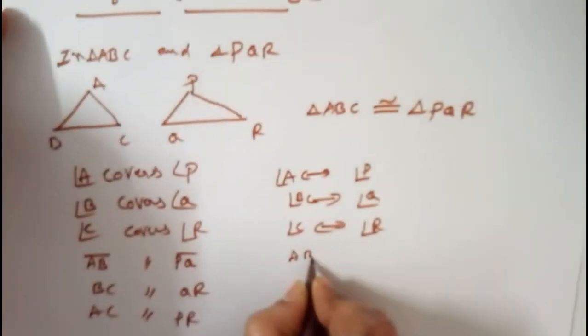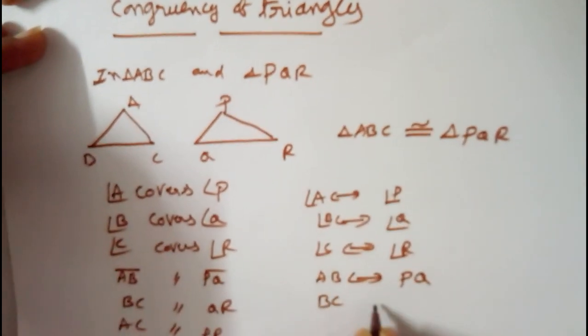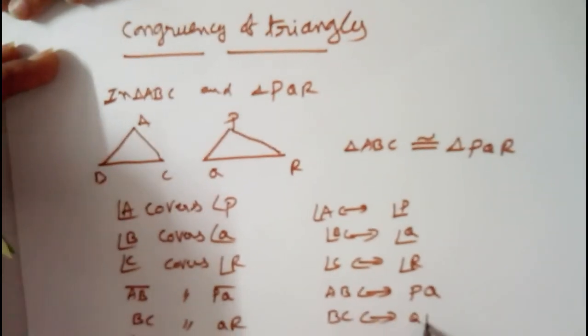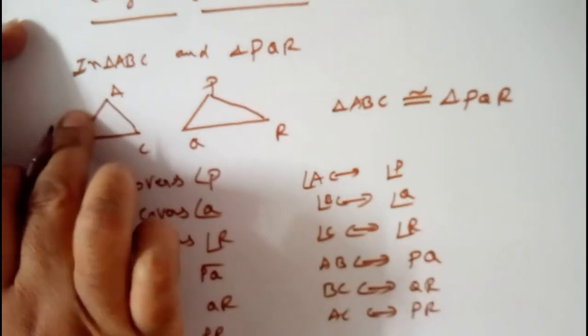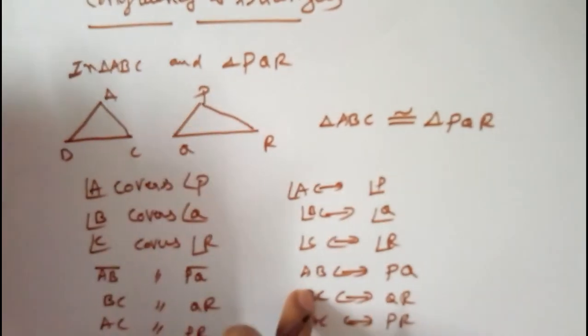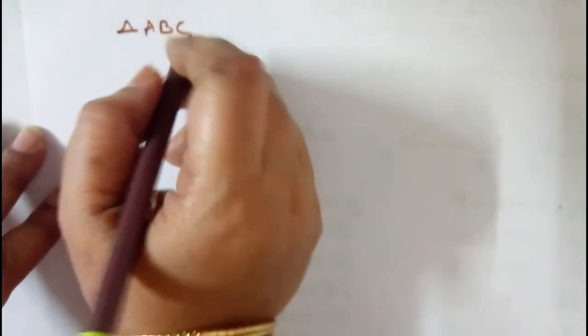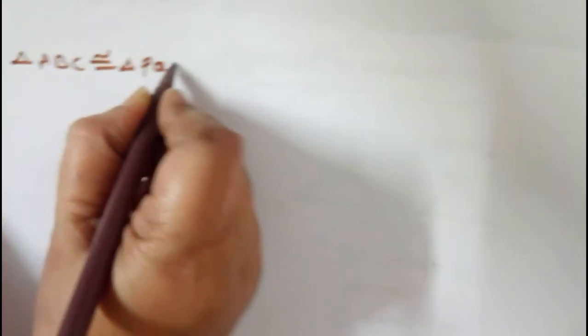Corresponding part of AB we can write as PQ. BC corresponding part is QR. AC corresponding part is PR. AB corresponding part PQ, BC corresponding part is QR, AC corresponding part is PR. So triangle ABC is congruent to triangle PQR.